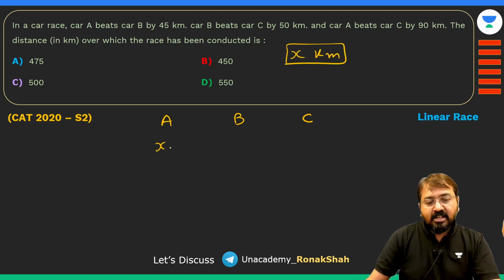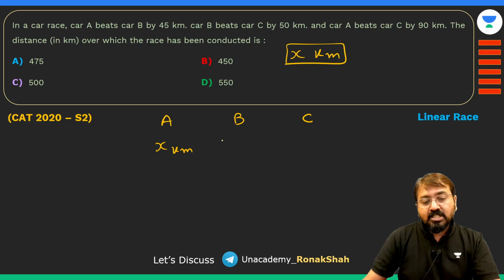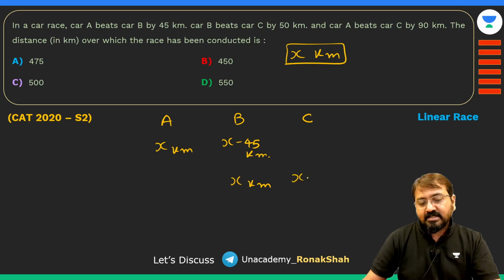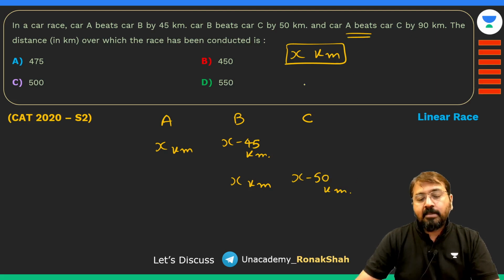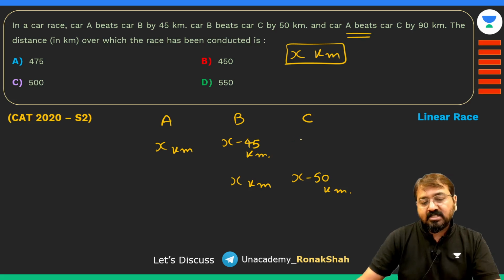So when car A runs for X kilometer, car B runs 45 less. So X minus 45 kilometer. Similarly, when car B runs for X kilometer, car C runs 50 kilometer less. That is, this will be X minus 50 kilometer. And in the same race, car A beats C by 90 kilometers. So when A runs X kilometers, C will be running X minus 90 kilometers.